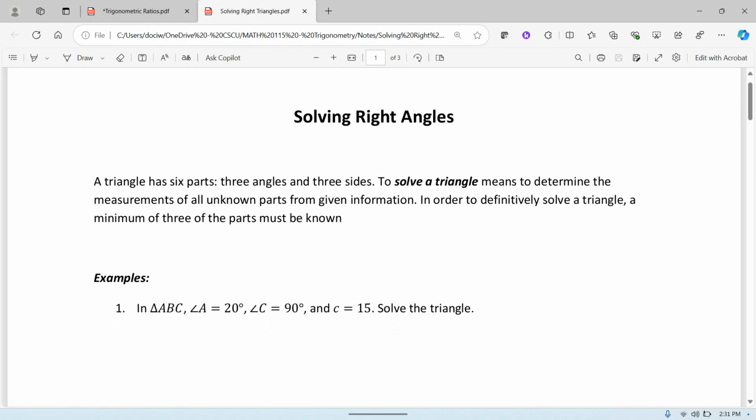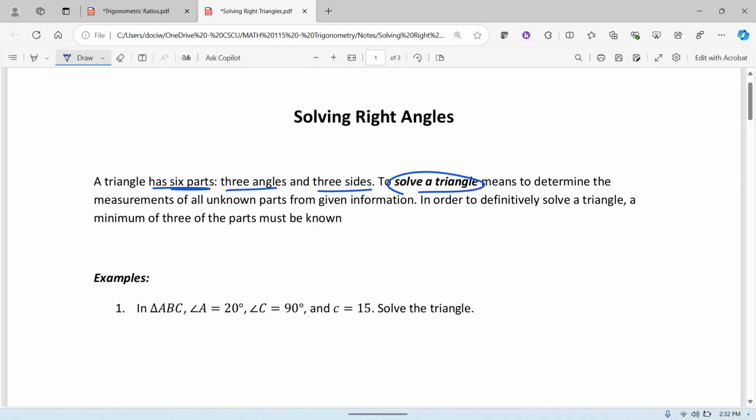Remember that a triangle has 6 parts. We tend to think of 3 angles, but there are also 3 sides. So there's a total of 6 parts. What it means to solve a triangle is that you determine the measurements of all of the unknown parts. In order to completely solve a triangle, you need to be given at least 3 parts. If you're not given 3 parts of the triangle, you can't solve the triangle.